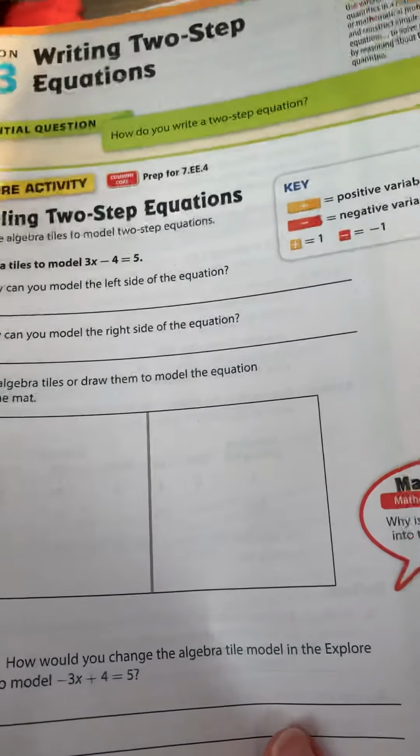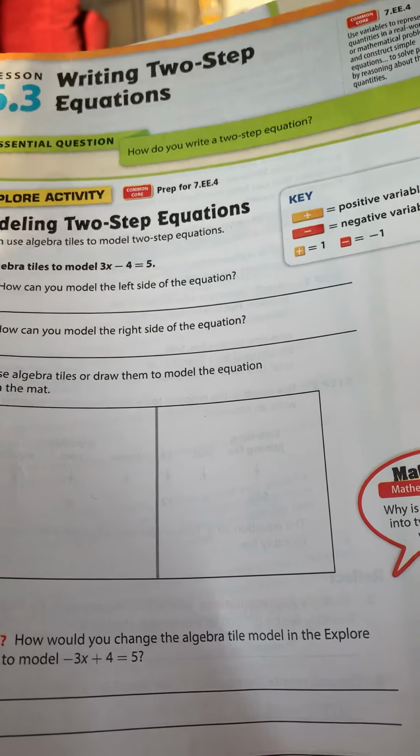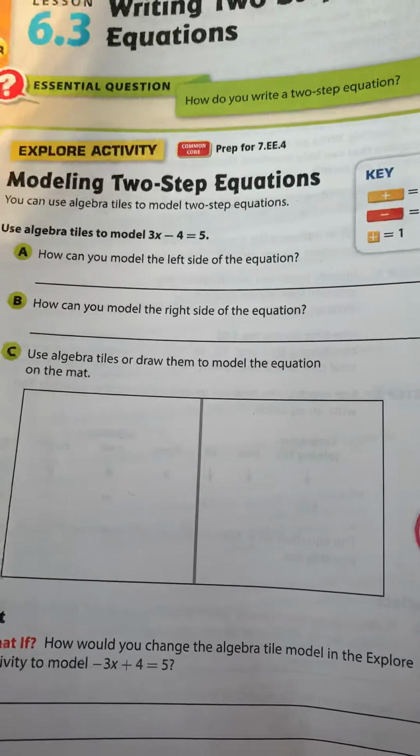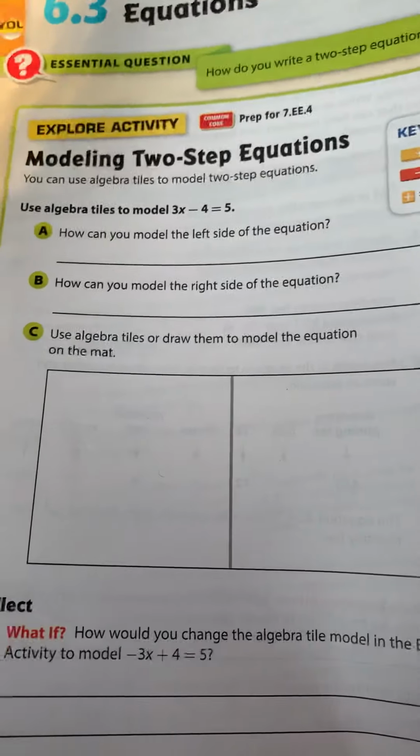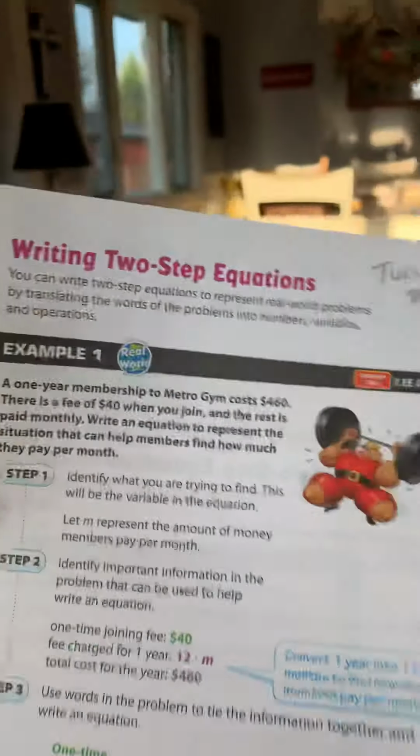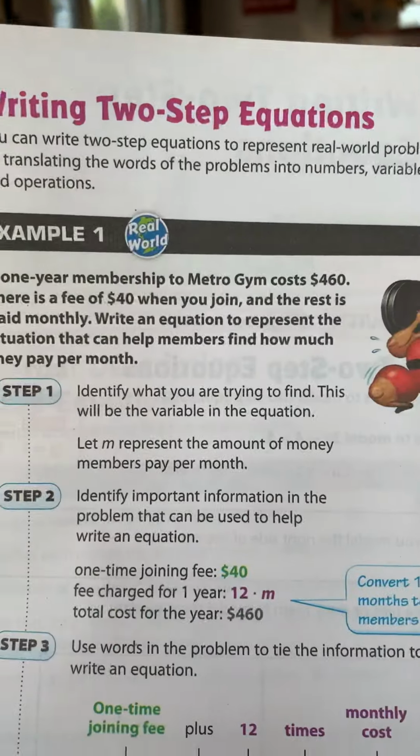Okay guys, we are continuing with solving equations. I'm on page 185, but we are skipping the first page, because if it asks you to use tiles, we can't, okay? So don't worry about the first page. Okay, let's get to page 186. It says writing two-step equations.